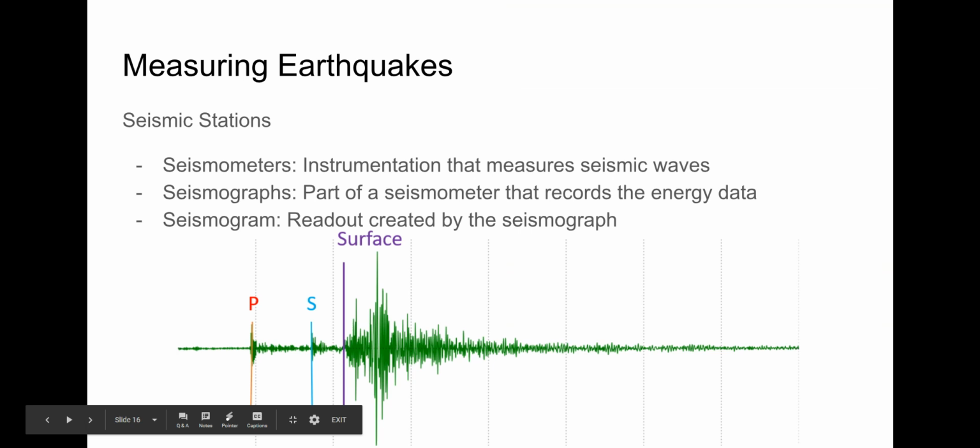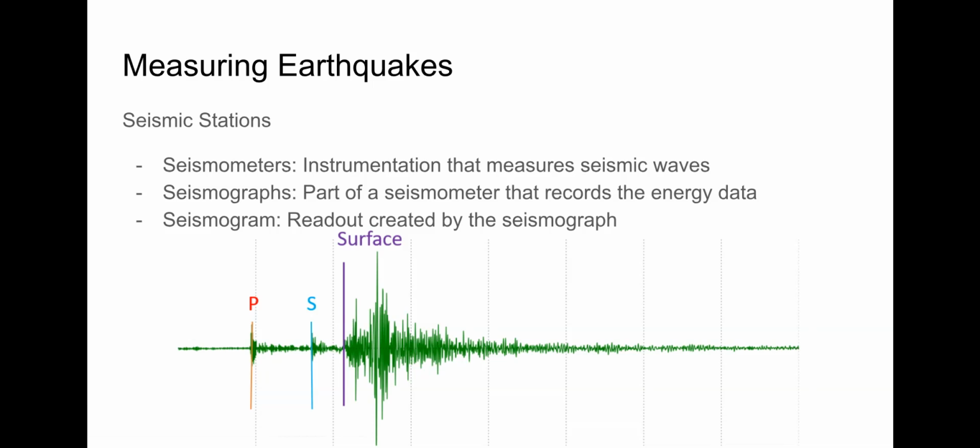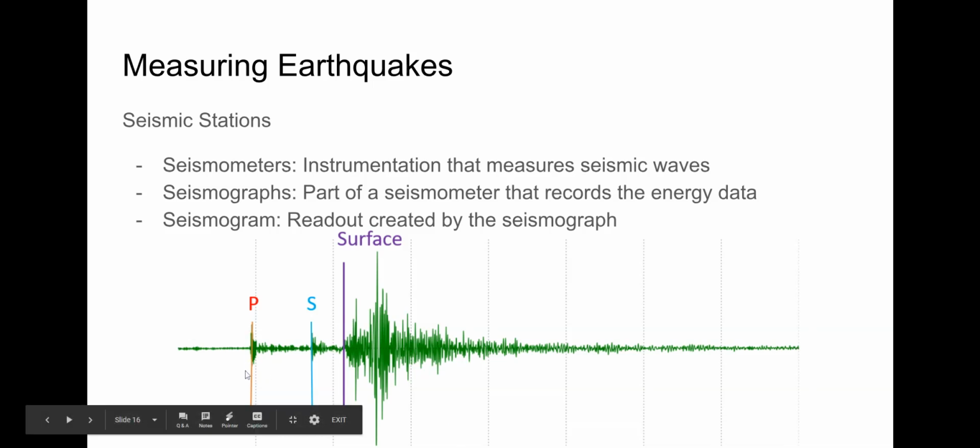So we measure earthquakes using seismograms, and this is an example of one here. Seismograms are created by seismographs, which are part of seismometers that exist at seismic stations. So I put these definitions in here just to clarify some of these terms. But you can see the P wave is the first to arrive. That's the fastest of the waves, followed by the S wave, and then the surface waves come subsequent to those.